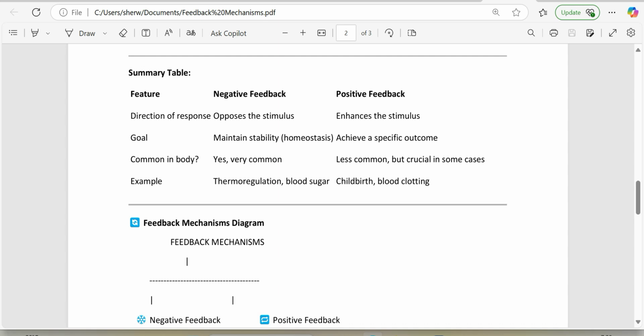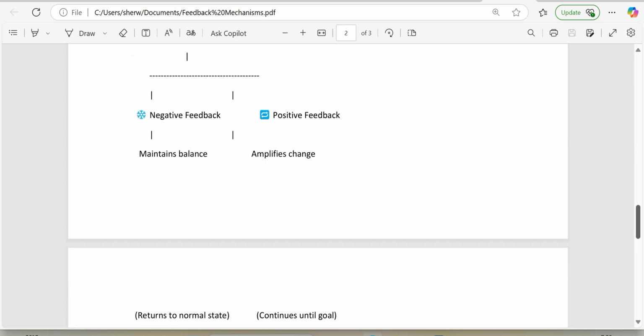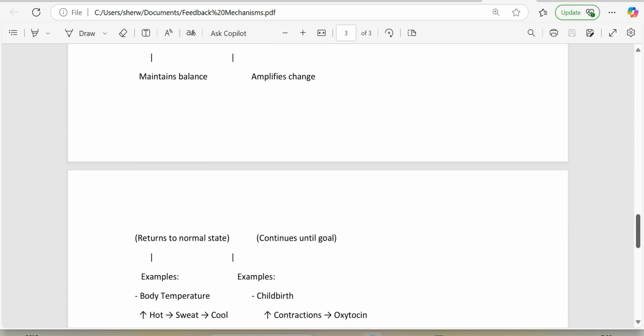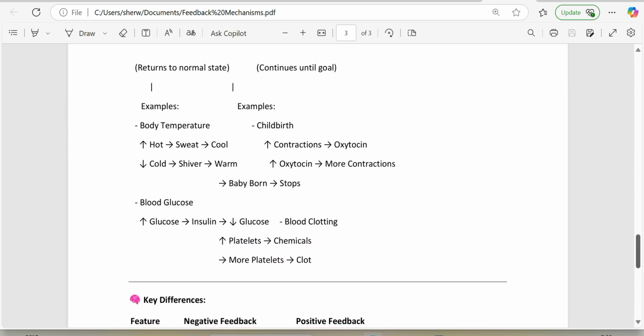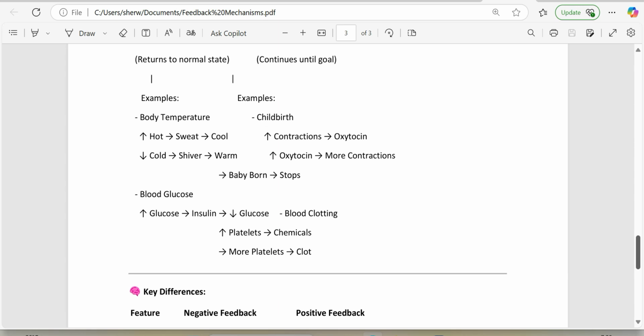Feedback mechanisms diagram. Feedback mechanisms. Negative feedback, positive feedback. Maintains balance, amplifies change. Returns to normal state, continues until goal. Examples: body temperature, childbirth. Hot, sweat, cool; contractions, oxytocin. Cold, shiver, warm; oxytocin, more contractions. Baby born, stops. Blood glucose: glucose, insulin, glucose. Blood clotting: platelets, chemicals, more platelets, clot.